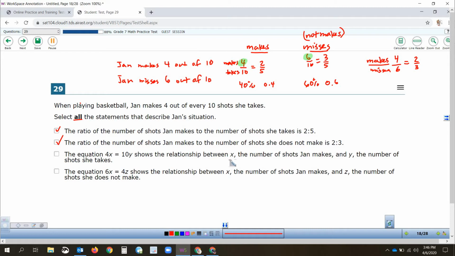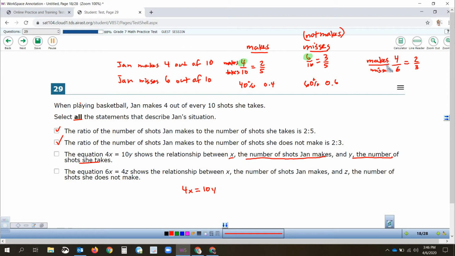But let's look at it a little closer. What does it say that x is? The number of shots she makes. And what does it say that y is? The number of shots she takes. Well, let's look at that equation and let's pick a value for x and y and see if it makes it true.